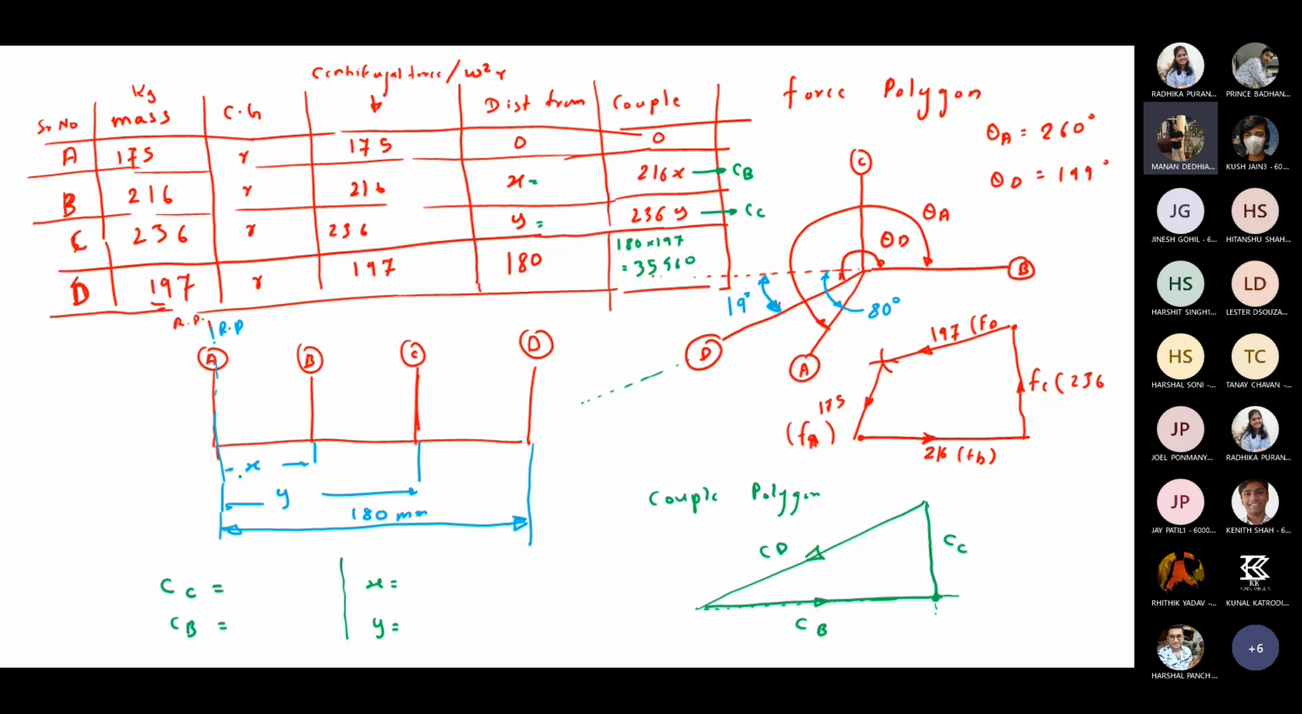Yes, so Y is 48.44. Y is 48.44. Okay, and X is 155.4. X is how much? 155.4. Sorry, X is 155.4. Everybody is getting this value. Please cross check.